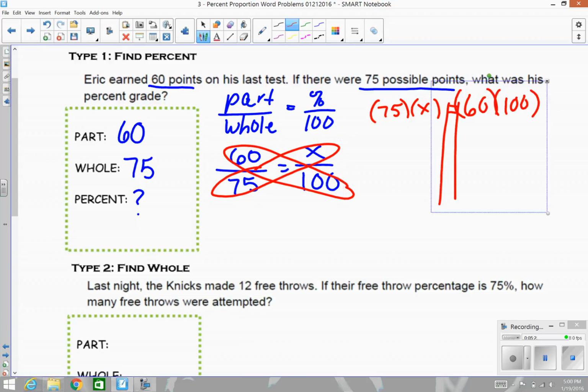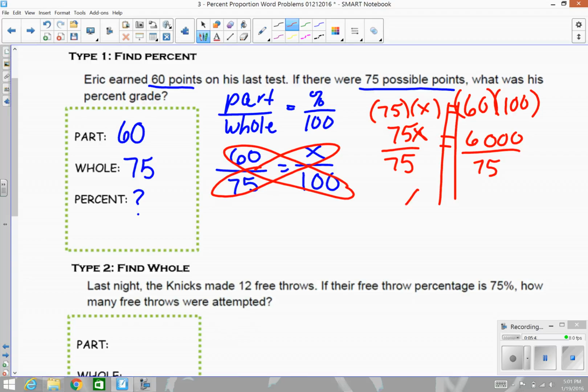Draw your river and get ready to solve. Okay, 75 times x is 75x equals 60 times 100 is 6,000. In order to get x by itself, we need to divide both sides by 75. X equals 80. So now we know he got an 80% on his test. Feel free to pause, rewind, rewatch, and then when everybody's ready, we can look at the second type.